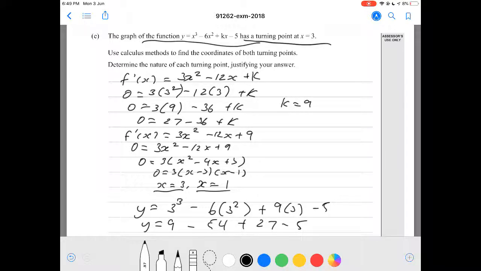Wait, hold up. That is weird. How'd you get negative 5? Oh, 3 cubed is 27. That's the one I was being stupid on. Sorry, guys. 3 cubed is 27, not 9.